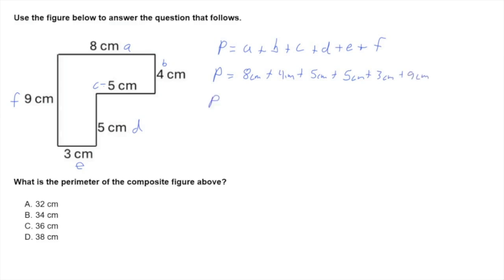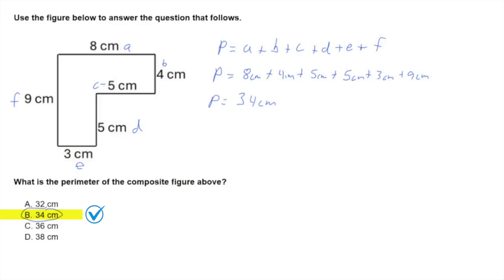So if we add these together, we've got 8 plus 4 equals 12, plus 5 is 17, plus 5 again is 22, plus 3 is 25. And then if we add 9, we get 34. So our answer is 34 centimeters.